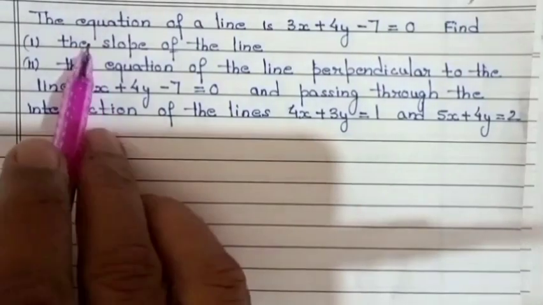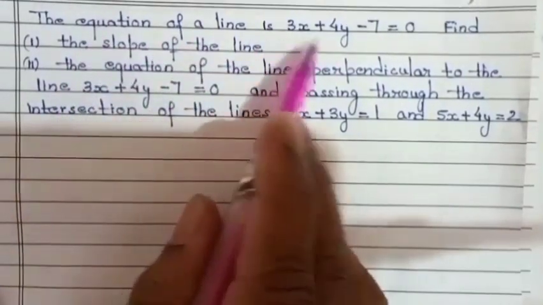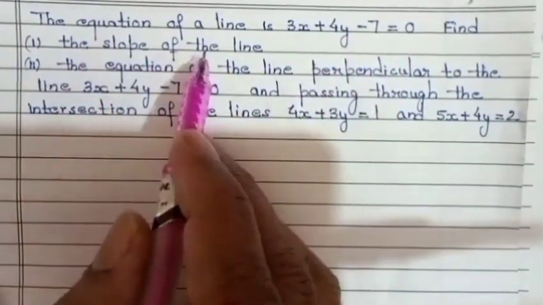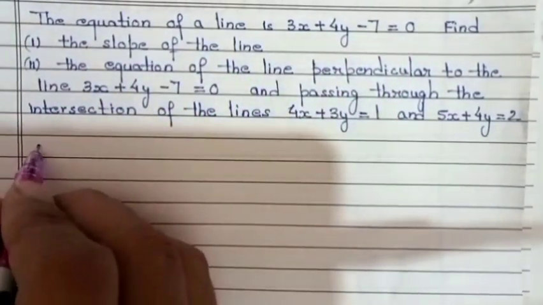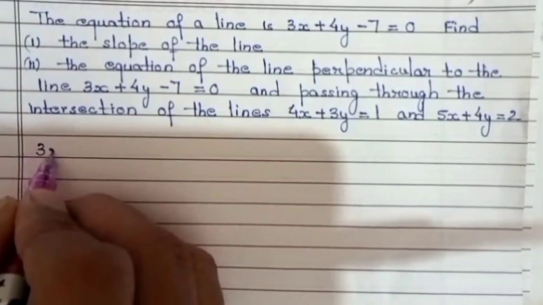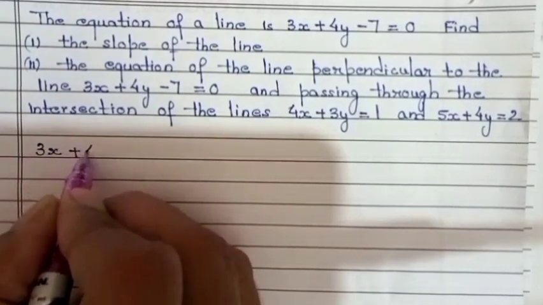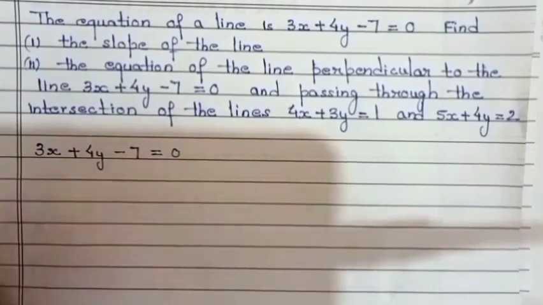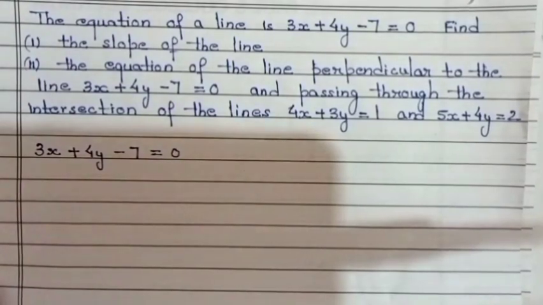Now the question says the equation of a line is given to us and they have asked us to find the slope of the line. Okay, see, equation of the line is given like this and we need to find the slope of this line.